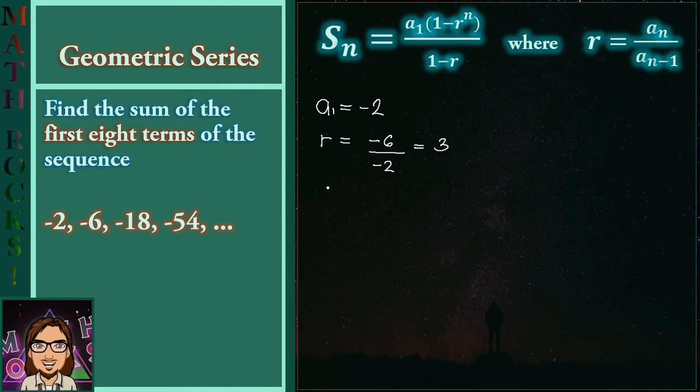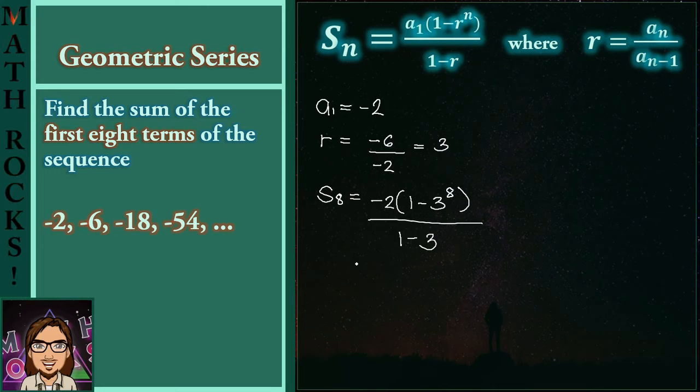We have our S sub 8 because we would like to get the sum of the first 8 terms of the sequence. And for our A sub 1, we have such value of -2. And for our common ratio, we have a +3. Since we would like to find the sum of the first 8 terms, your n changes to 8. So again, your common ratio is +3. And now let us simplify this equation.